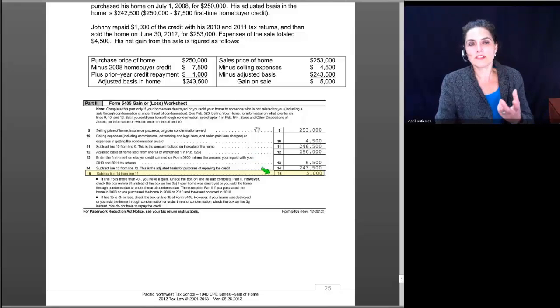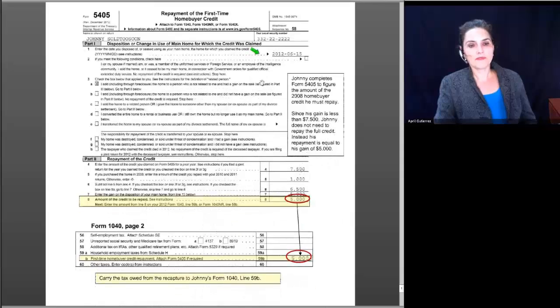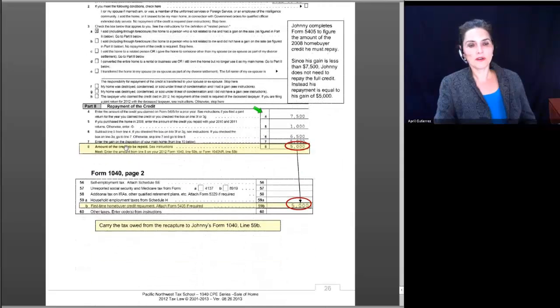So the worksheet built into the form does the formula a little bit differently, but the whole point is you're trying to figure out what the taxable gain is. Both of these different calculations get you to the same place, $5,000. That $5,000 that is figured on the form carries down to line 59B of Form 1040 and is entered as a tax owed.